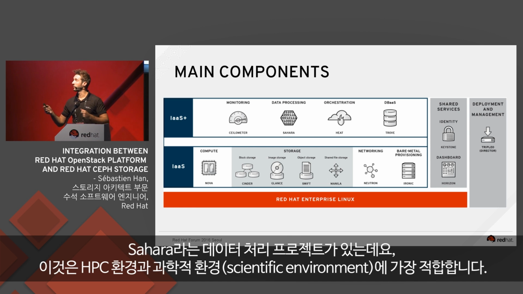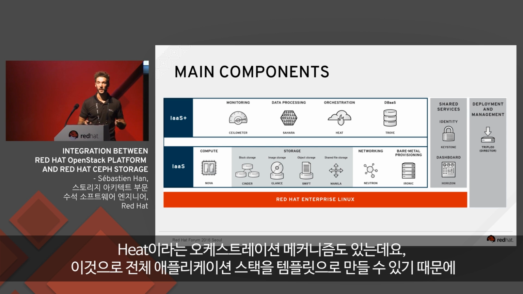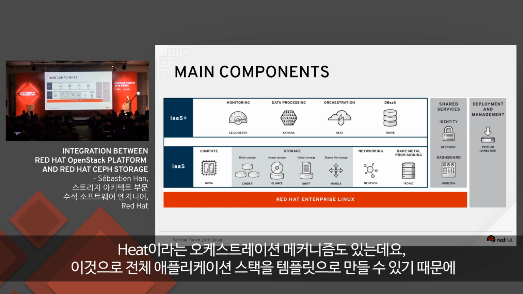Then we have a data processing project called Sahara. It's more suitable for HPC environments and scientific environments. So you can run workloads like Hadoop. We have an orchestration mechanism called Heat, and it allows us to basically describe our entire application stack as a template.